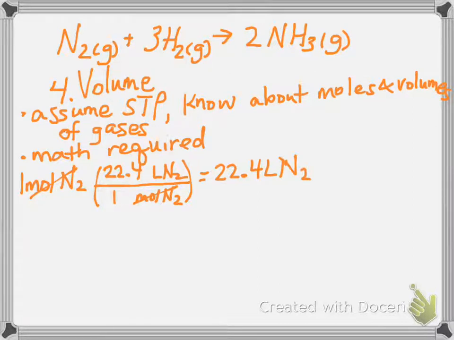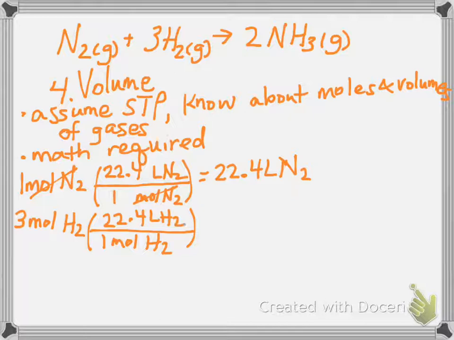Okay, so how many moles of hydrogen gas will we start with? Right, we're going to start with 3 moles because our coefficient is 3. Again, we're still using the same molar volume conversion factor, so 1 mole of hydrogen is 22.4 liters of hydrogen gas. Okay. So we have 67.2 liters of hydrogen gas.